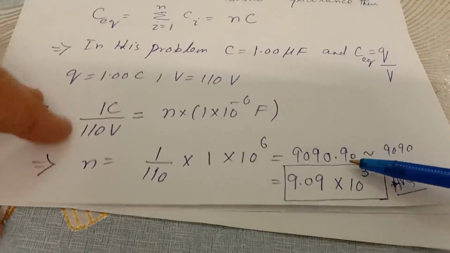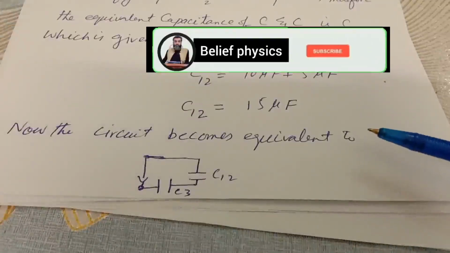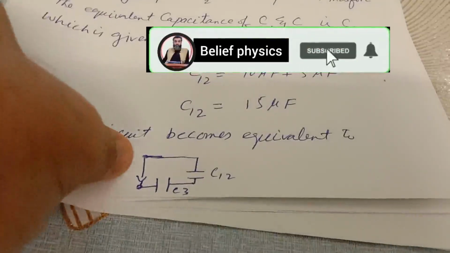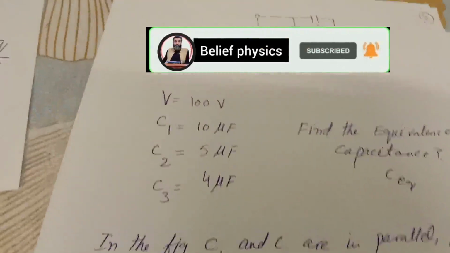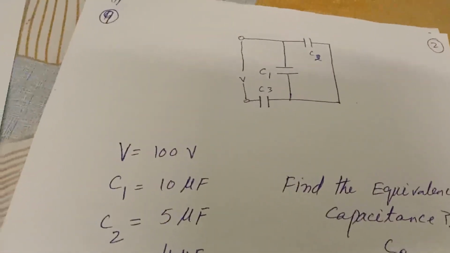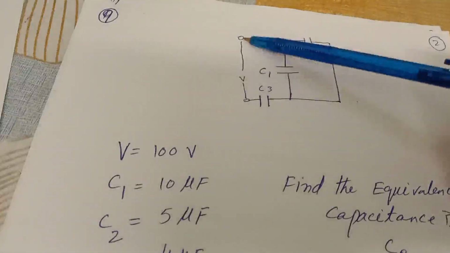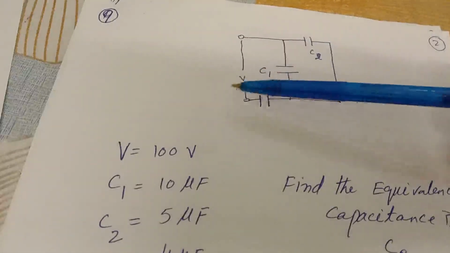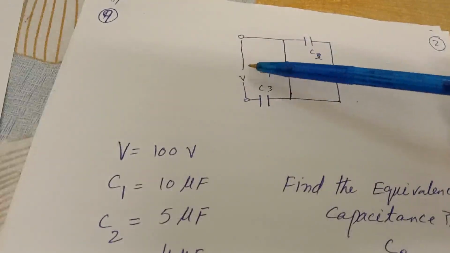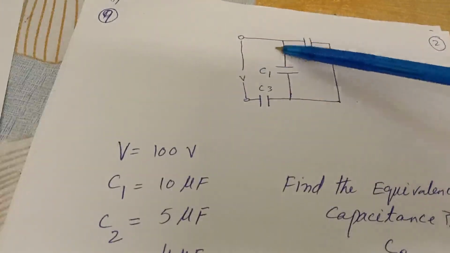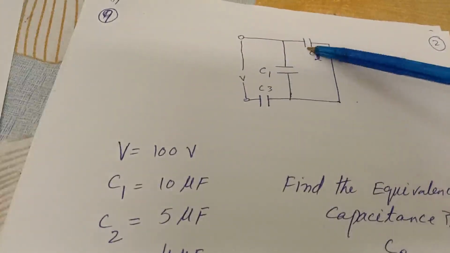So that's it. The next question is question number 9. Here a circuit combination of capacitors is given. V is the voltage given here, so any voltage can be here, and we have to find the equivalent capacitance of this combination.